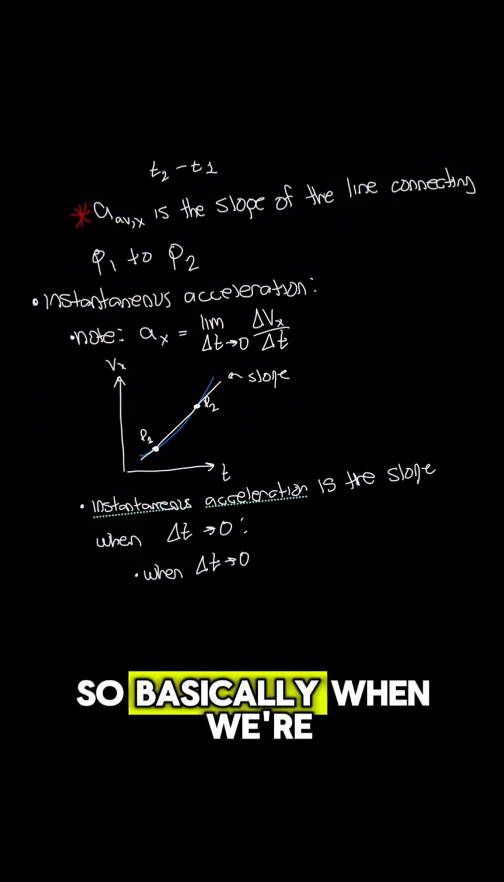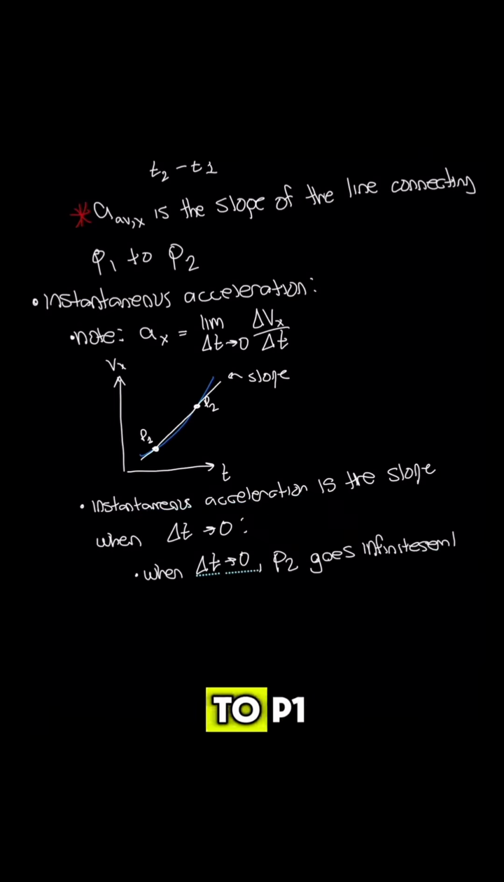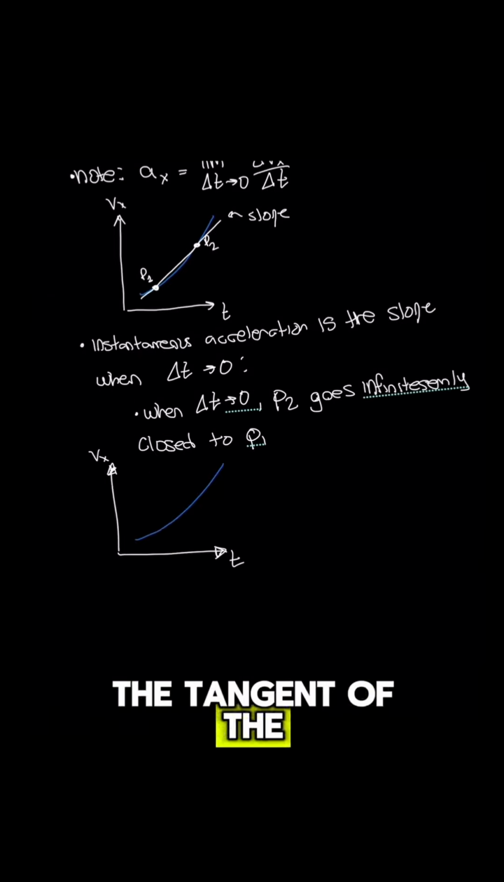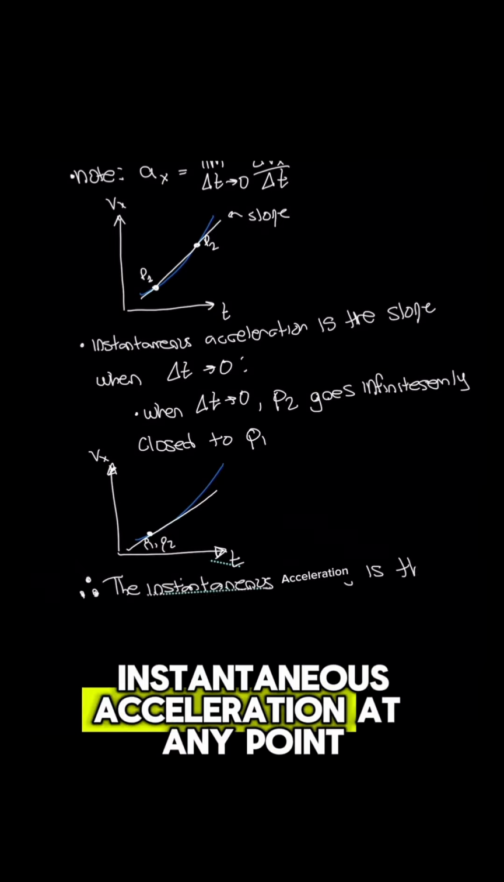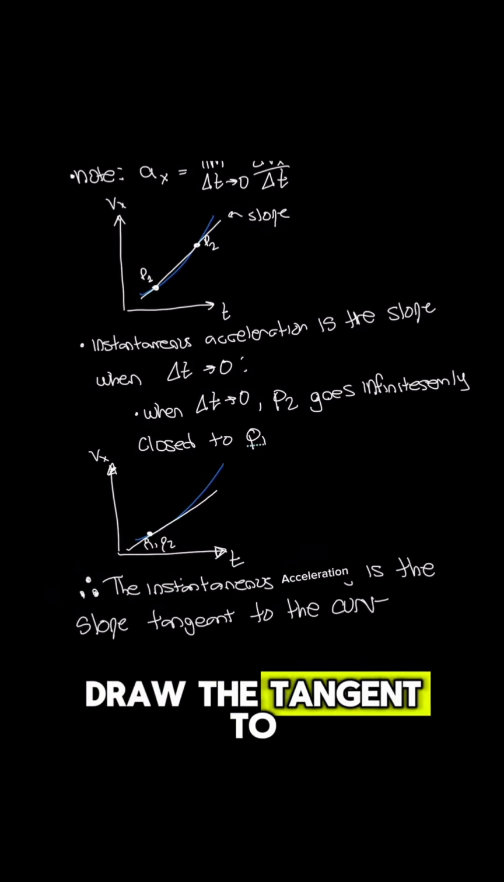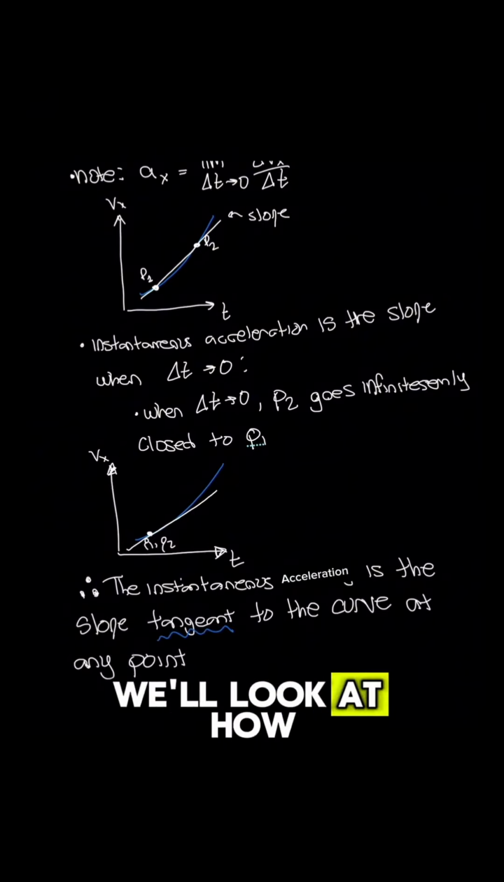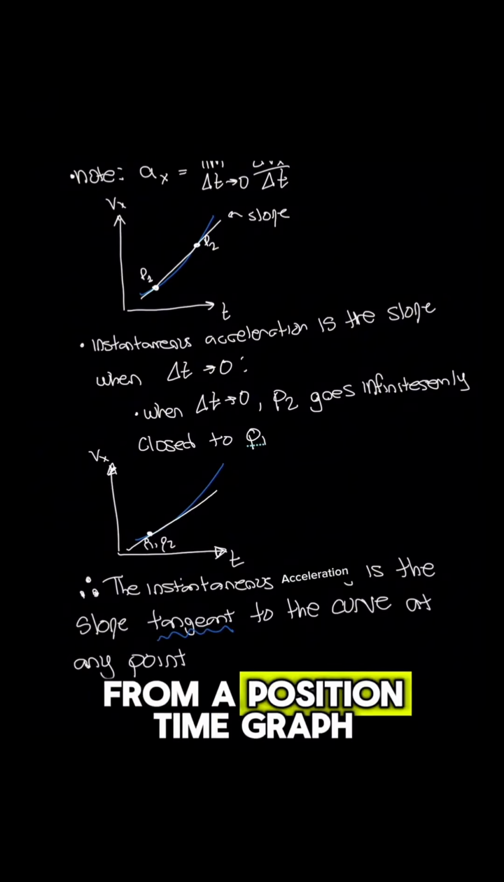So basically, when we're bringing P2 infinitesimally close to P1, it ends up just being the tangent of the graph at that point, as you can see me drawing it below. So to find the instantaneous acceleration at any point, you just have to draw the tangent to the curve. And in the next video, we'll look at how to find the acceleration from a position time graph.